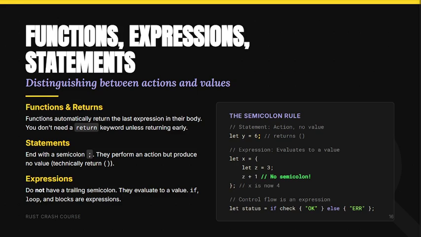Finally, we have the following expression. let status = if check, with curly brackets. Inside the curly brackets we have OK, else, and then inside the curly brackets we have ERR. This entire if-else is an expression. It evaluates to either OK or ERR, and the value is assigned to status.